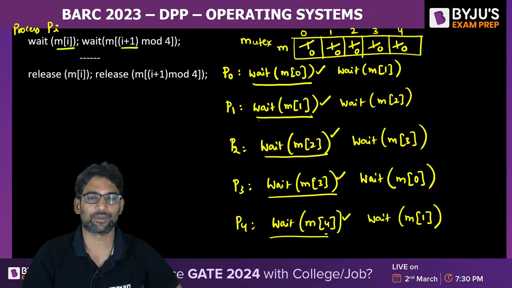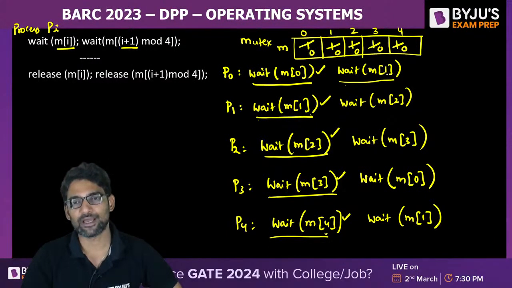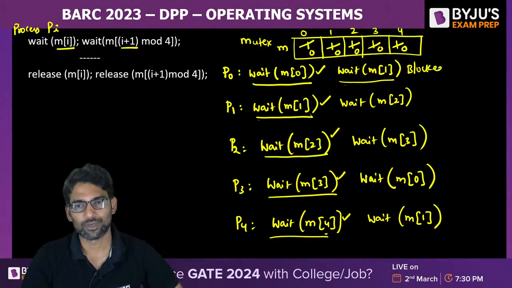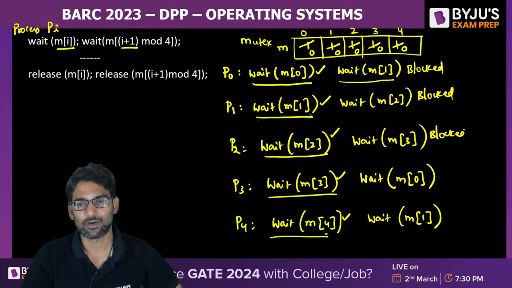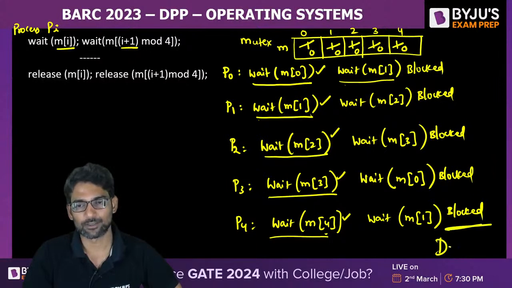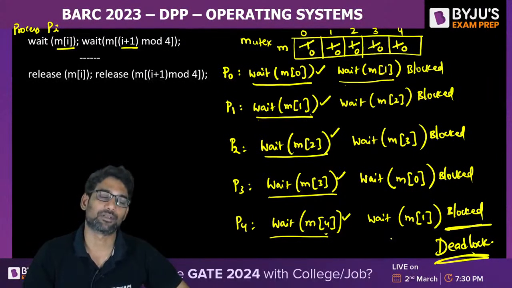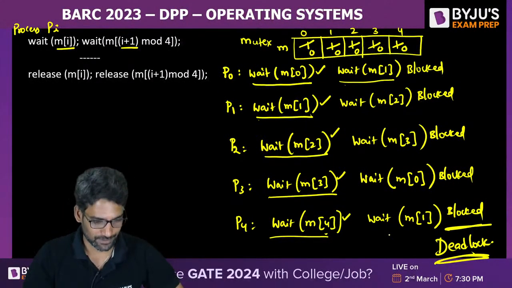Now, the second wait operation when they try, wait of M of 1, it's a binary semaphore, and when the M value is already 0, it can't. So, blocked. Okay, what about P1, M of 2, it is also 0, blocked. M of 3 is also 0, all are zero, no? So all processes are blocked. This is what you say, deadlock. So all processes will be in the deadlock state.